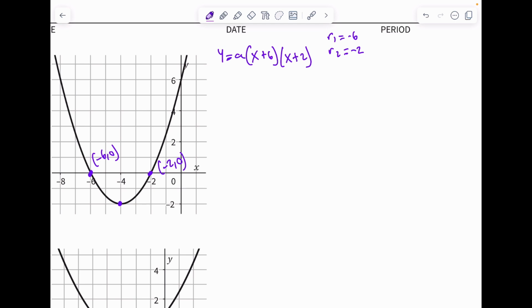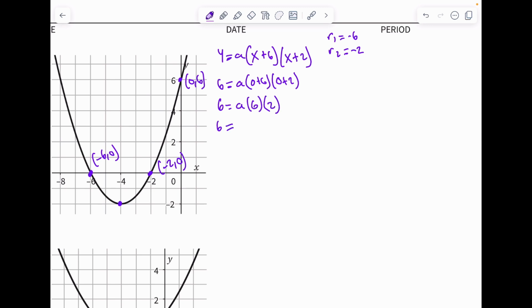So you have to pick a point. I like this point over here, 0 comma 6. Whenever you can plug in x equals 0, that's music to our ears. So 6 is equal to a times (0 plus 6)(0 plus 2), 6, 2.